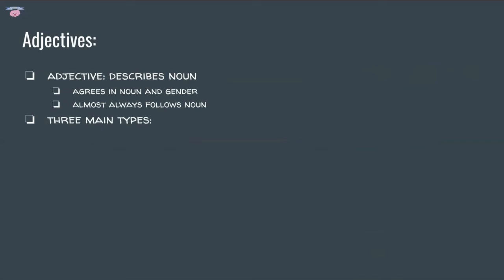So the three main types of adjectives: one ends with o or a. It usually ends with o because that's the general form, but it switches to o for masculine and a for feminine. An example would be bueno. It becomes buena for feminine.